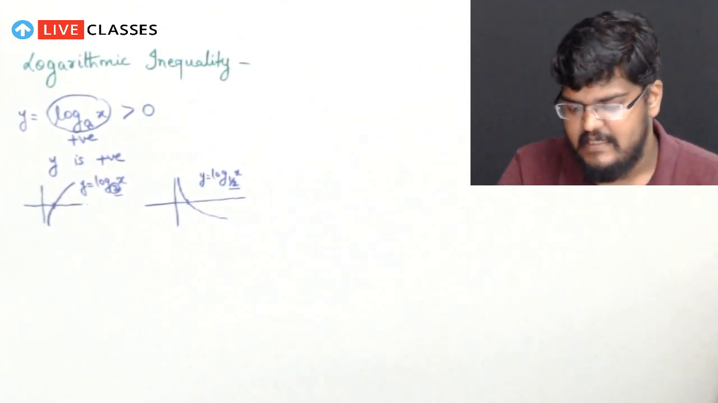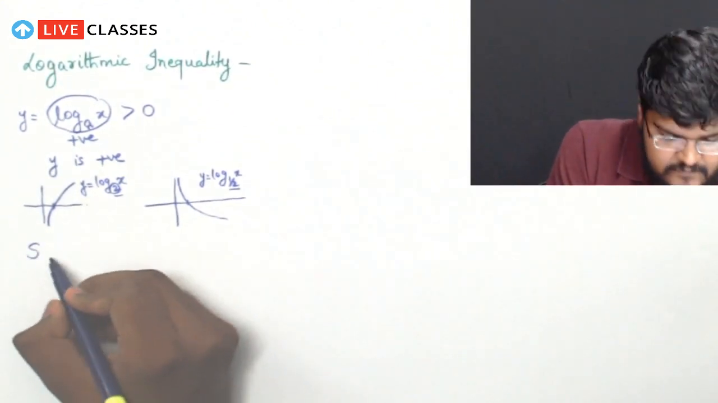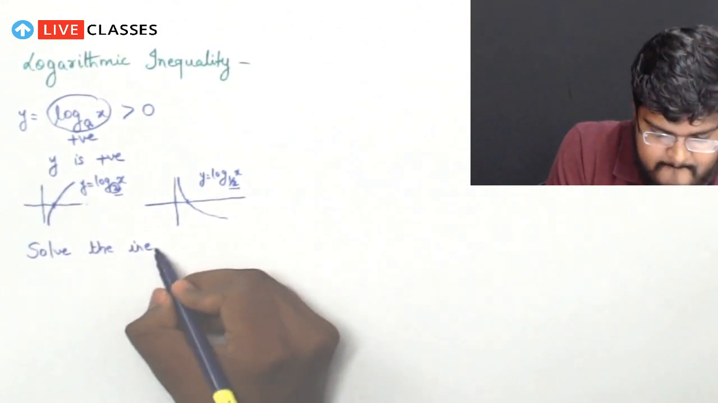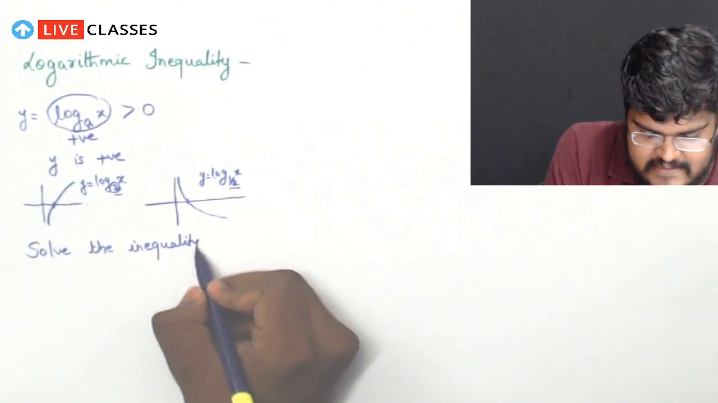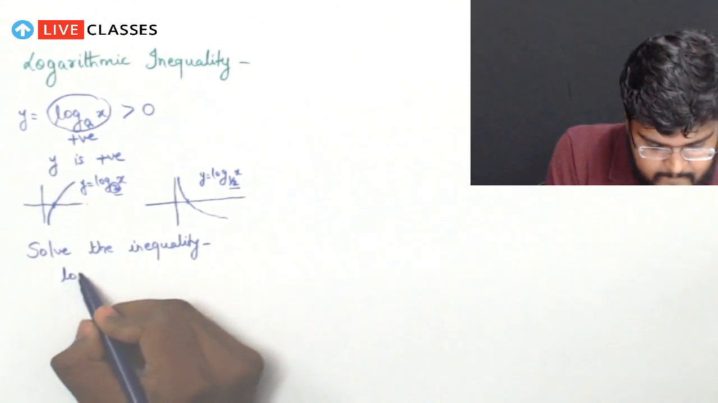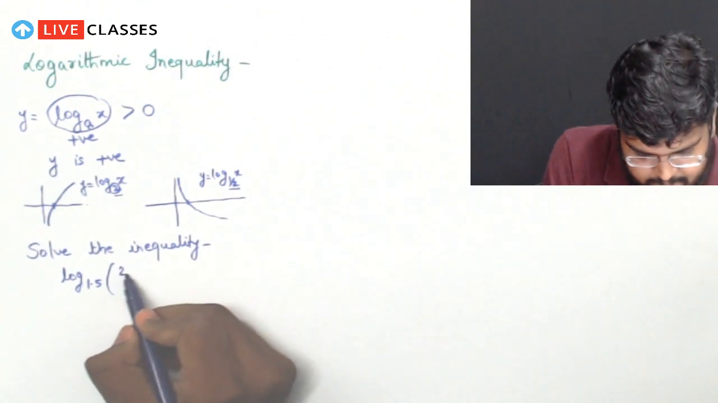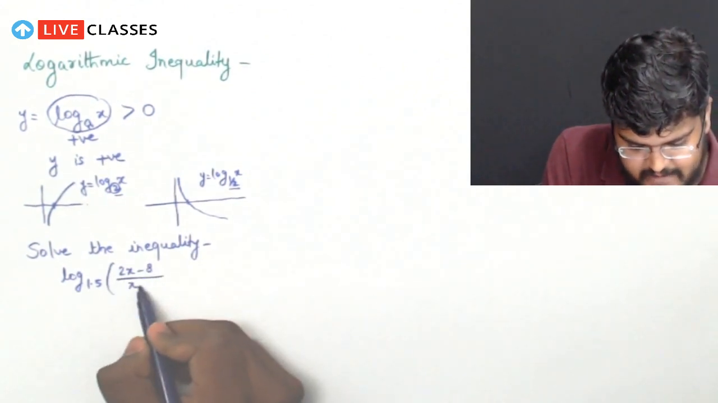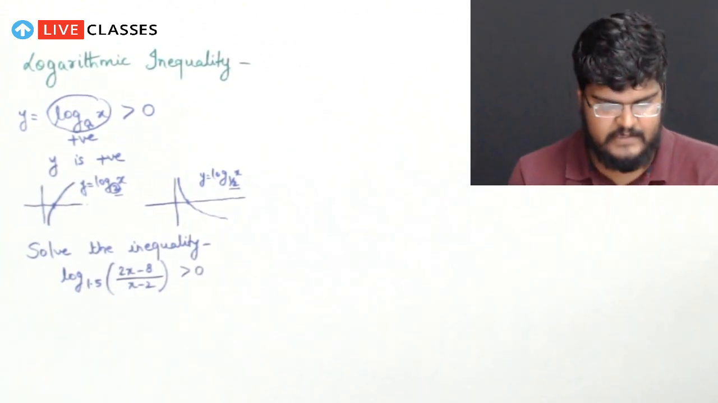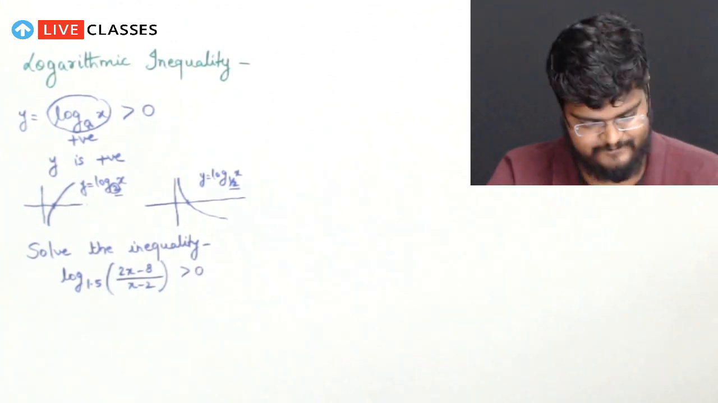The first one is actually a simple one: solve the inequality. Let's take a look at the inequality, and that is log to the base 1.5 of (2x minus 8) upon (x minus 2) is greater than 0. So guys, what are your thoughts on this particular question? How do you think that we can solve this one?